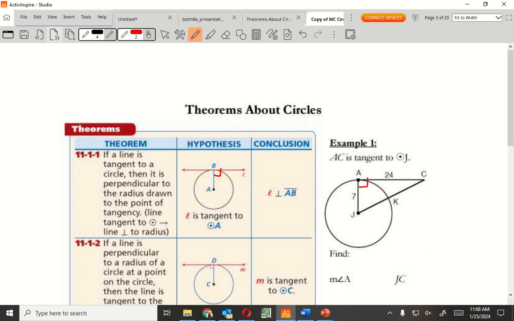So given that, this is what type of triangle? It is a right triangle. And every time we have a right triangle, we have special things that always work with it. Because that is a point of tangency, the measure of angle A is 90 degrees. So you're going to put 90 degrees right there. There you go.